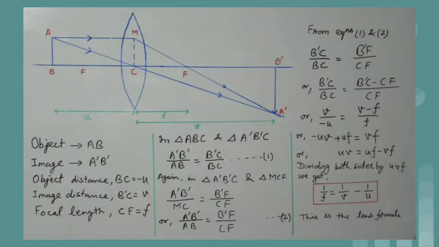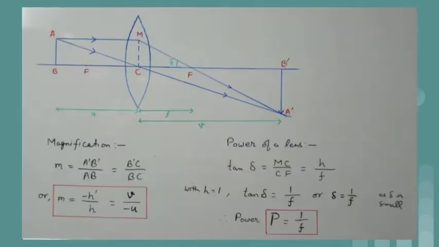Substituting the values, we get v by -u is equal to (v minus f) by f. After cross multiplication, we get -uv plus uf is equal to vf. And rearranging the terms, we get uv is equal to uf minus vf. Dividing both sides by uvf, we get 1 by f is equal to 1 by v minus 1 by u. This is the lens formula.